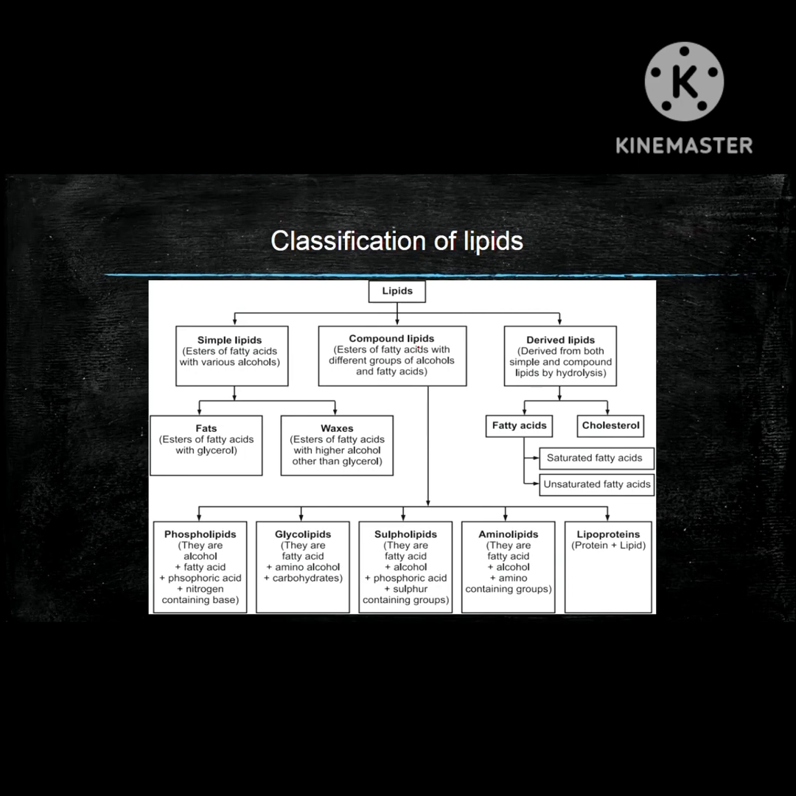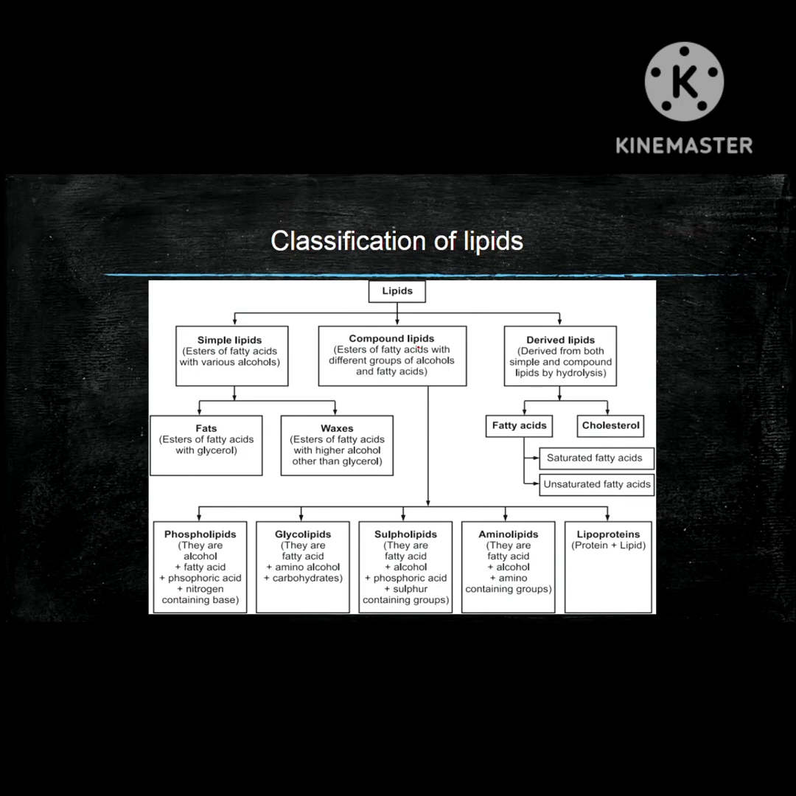Simple lipids are those which are made by esterification of fatty acids with the alcohols. And the compound lipids are those which are formed by the esterification of fatty acids with different groups of alcohols and fatty acids. Now, derived lipids are those which are formed from the hydrolysis of the compound or simple lipids.